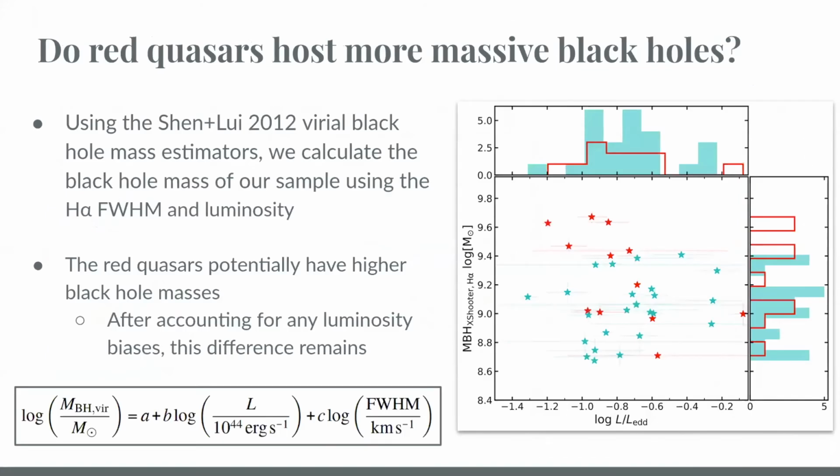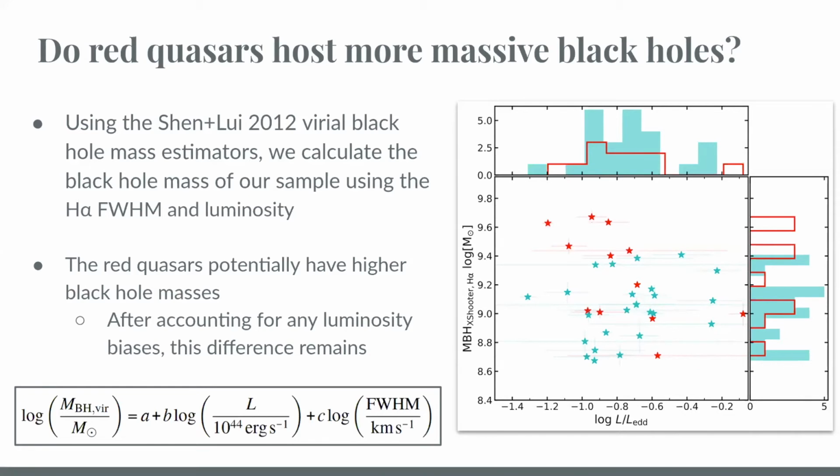So next thing we do is we fit all of our spectra. I don't have time to go into our fitting procedure, but I'm happy to talk about this after the talk. And from this, we fit the broad emission lines, which we can then use to estimate the black hole mass. And for this, we use the virial black hole mass estimators from Shen and Liu 2012, the equation shown in the bottom here. And then we use the H alpha full width half maximum and luminosity. And that's because, since we're looking at reddened quasars, the H alpha line is the least affected by extinction, so it should be the most robust estimator.